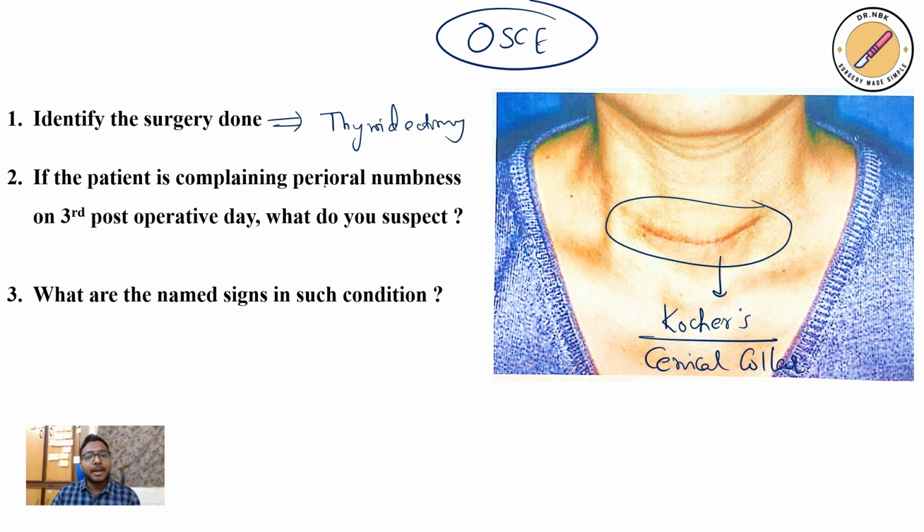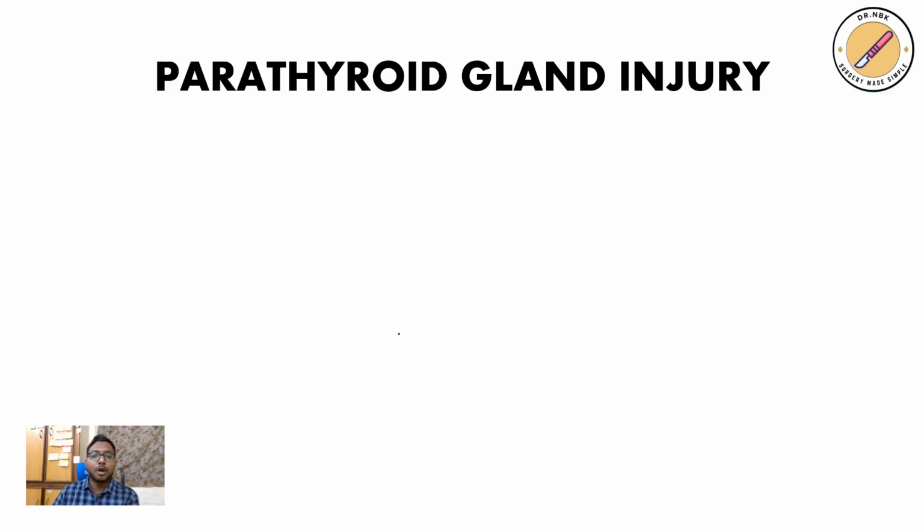So if the patient is complaining of perioral numbness on POD3, what do you suspect? And what are the named signs in such a condition? So mainly this OSCE is dealing with one important complication, that is nothing but parathyroid gland injury. So please understand, how will you deal with parathyroid gland accidental removal intraoperatively?